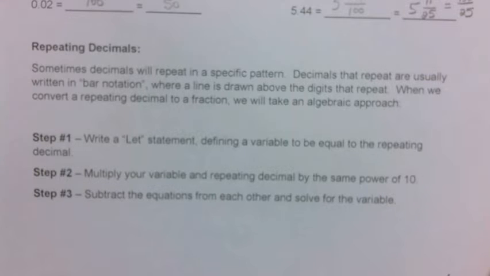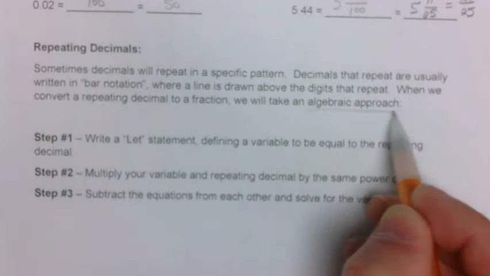So now that we've reviewed how to write a terminating decimal as a fraction, we're going to talk about repeating decimals. Sometimes decimals will repeat in a specific pattern. Decimals that repeat are usually written in bar notation, where a line is drawn above the digit that repeats. When we convert a repeating decimal to a fraction, we'll take an algebraic approach.